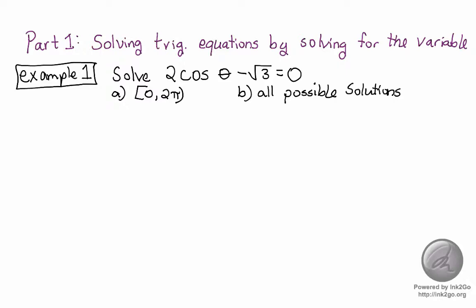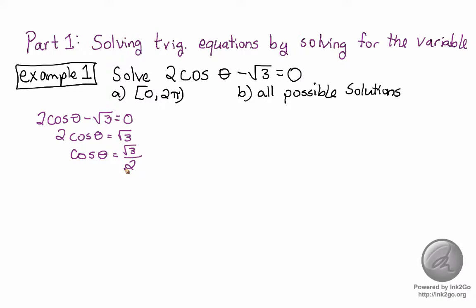Now we're going to treat cosine of theta or cosine of x as our variable. And so to solve this equation, we're going to try to get our variable by itself. First thing we're going to do is add the square root of 3 to each side. And then we're going to divide each side by 2. Next, it becomes very, very important for you to know the unit circle.